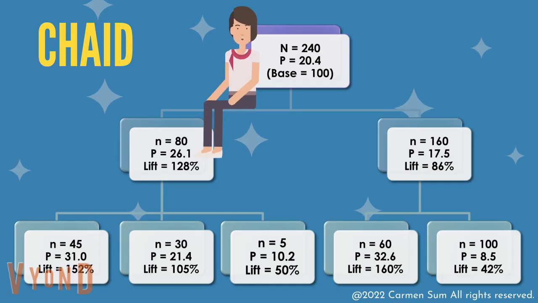This tree diagram is an example of CHADE. The analytical software will show the results of each subgroup with sample size and lift rate.